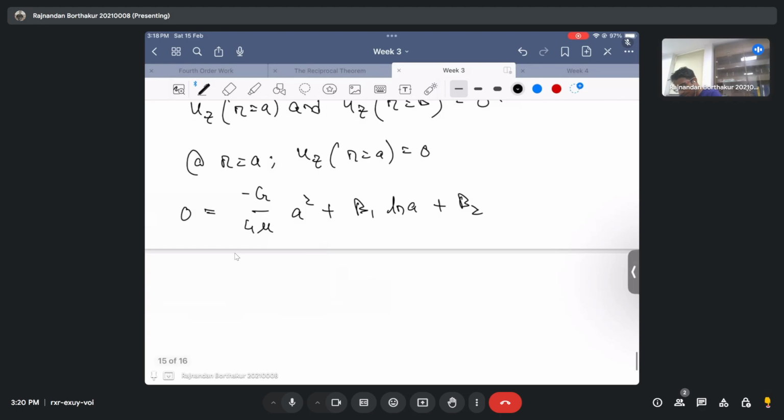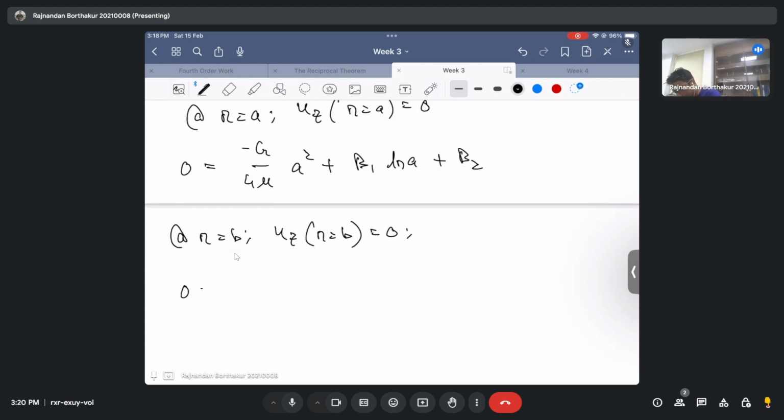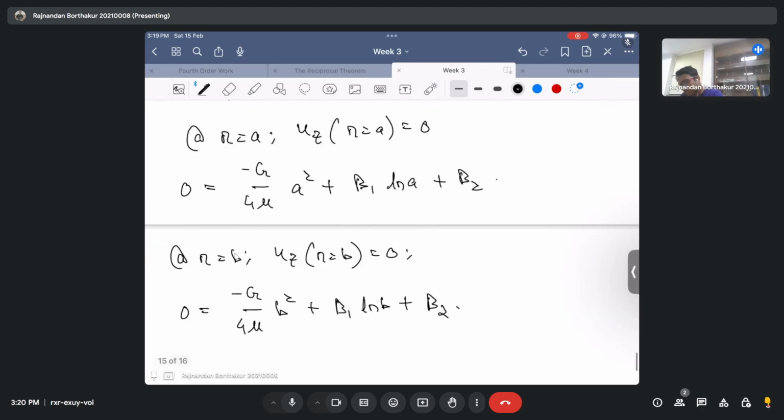Okay, and at r equal to b, my uz is also 0, which means I can write 0 equal to minus g by 4 mu b square plus b1 ln b plus b2. All right, so that's it. Two equations and two unknowns, that is b1 and b2.